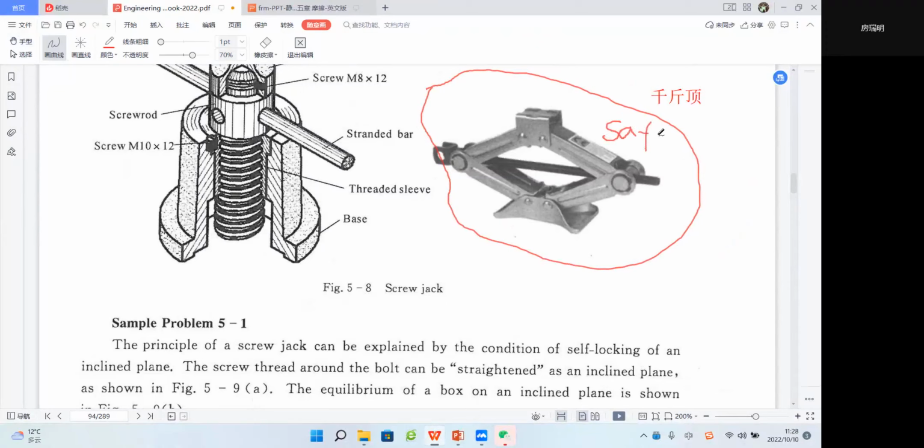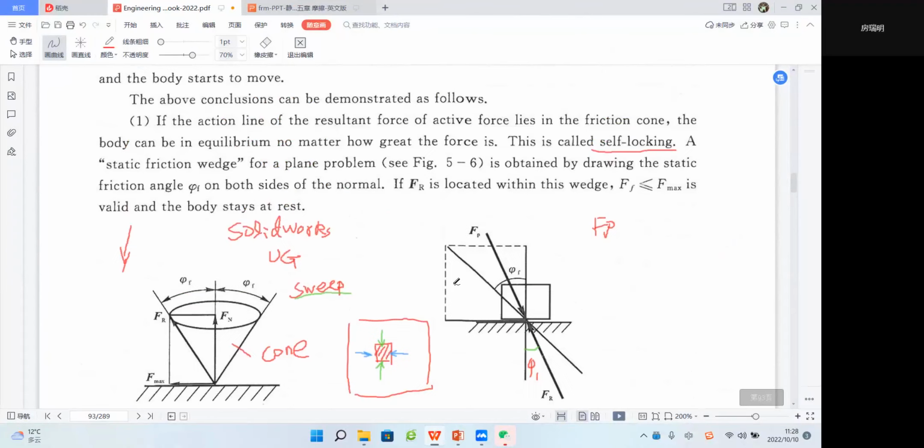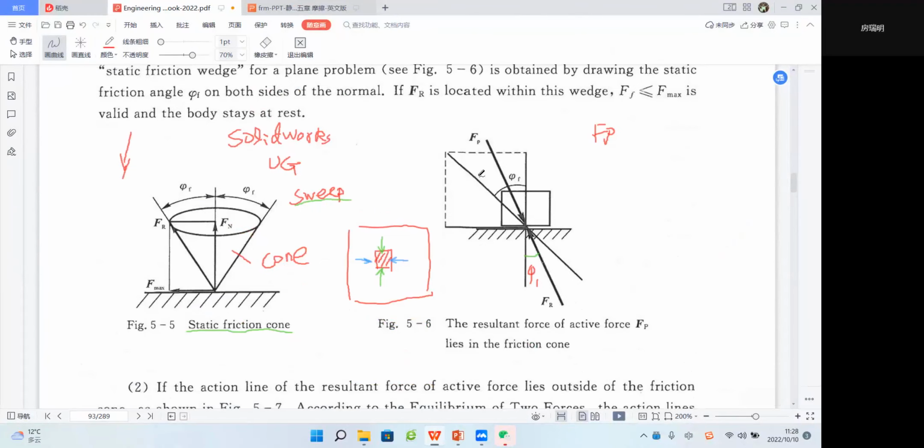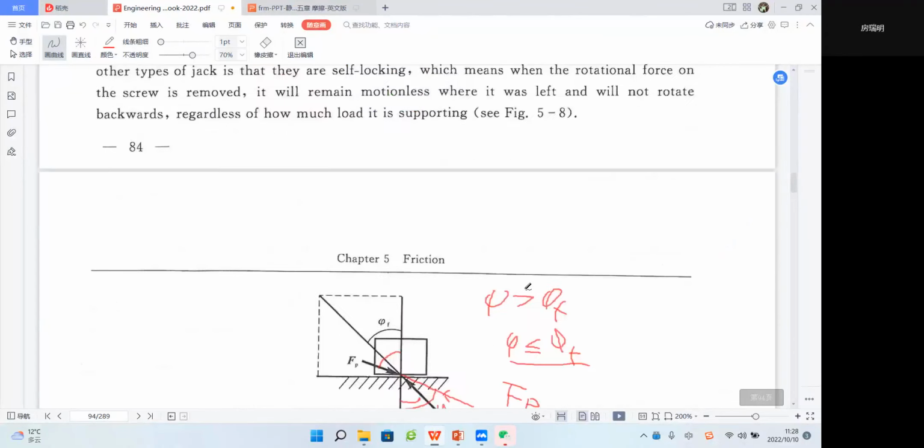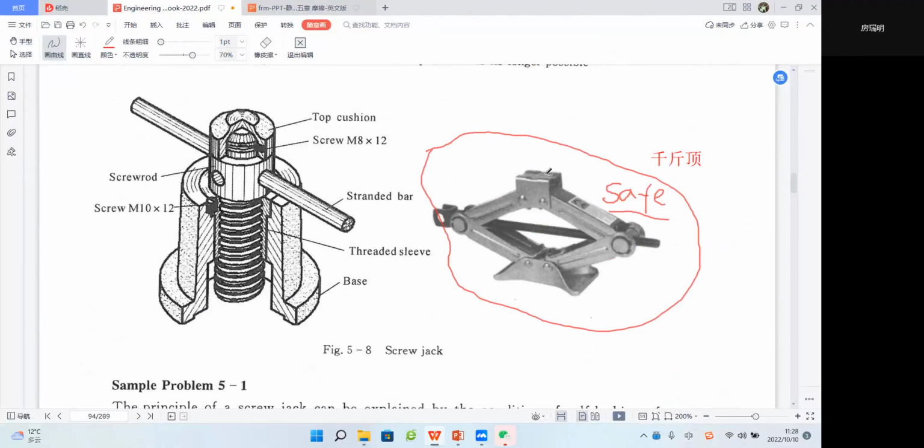So you should know that our talking about self-locking has a direction condition. The only condition is that no matter how big this FP is, its direction must be within the friction cone, right? So this is the typical use. It can lift very big things without that thing moving along the opposite direction by itself. So very safe, right? That is the safe meaning.